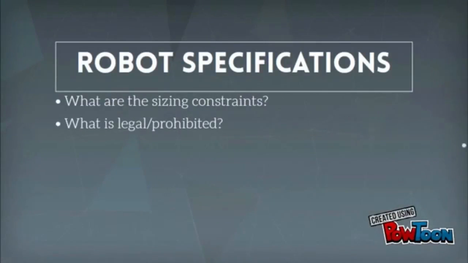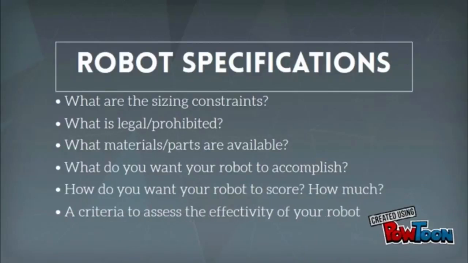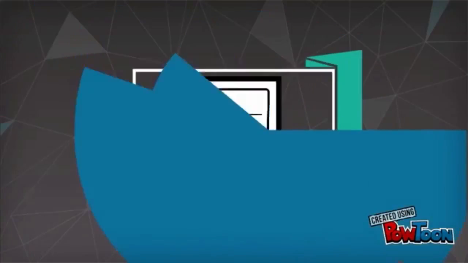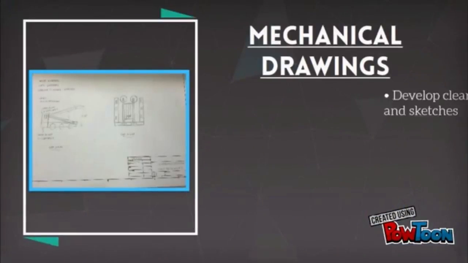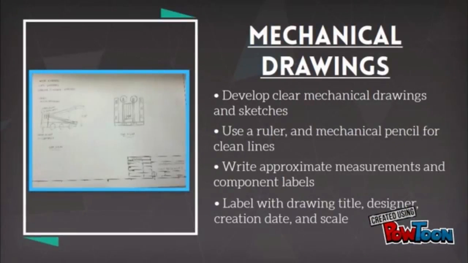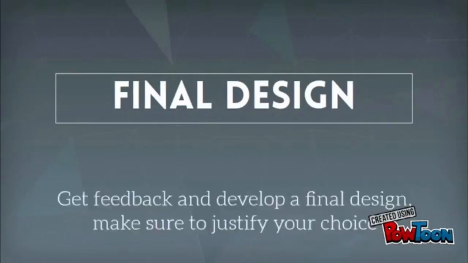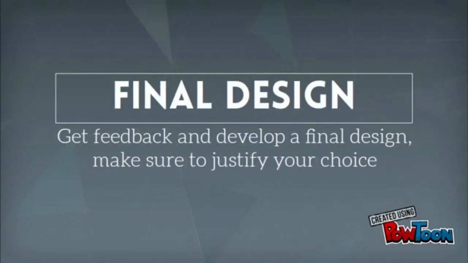Develop robot specifications answering these questions. Then make a priority list, rating the features you want to incorporate into your design. Create mechanical drawings. Get feedback and develop a final design. Make sure to justify your choice.